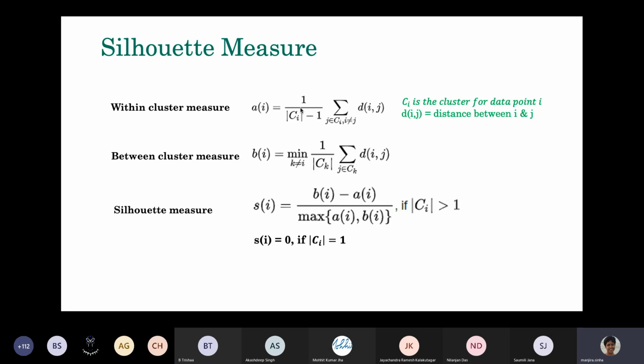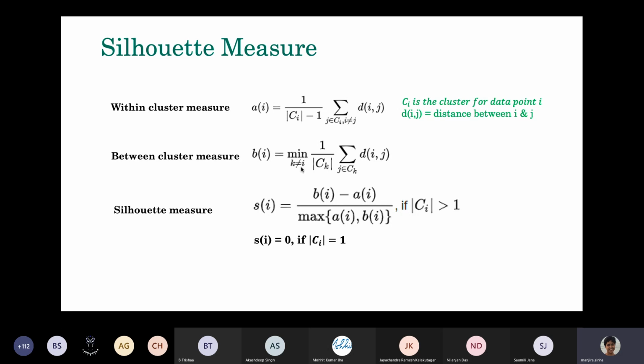Then, as I said, there has to be a large between cluster variance. So how can I come up with a between cluster measure? For all other clusters than Ci, say for Ck, I come up with the distance of I with all the other data points in the cluster Ck. In this case, J belongs to Ci, that is the same cluster. In this case, J belongs to Ck. And I normalize it with the size of the cluster Ck. And I take the minimum over all the K clusters. That is across cluster for I.